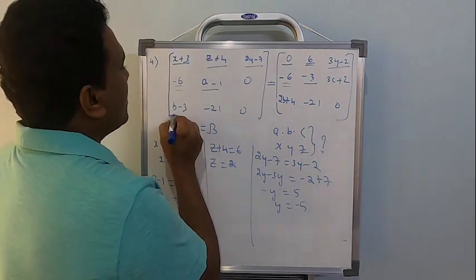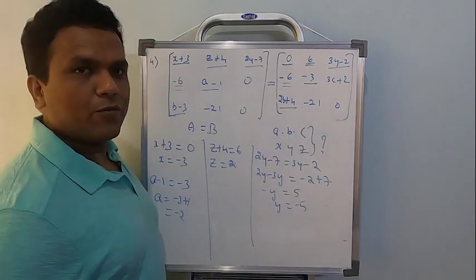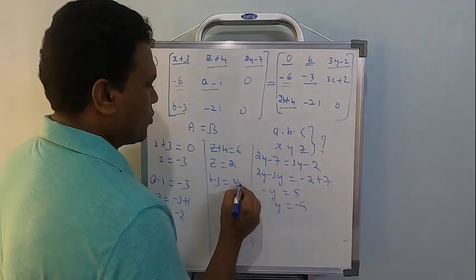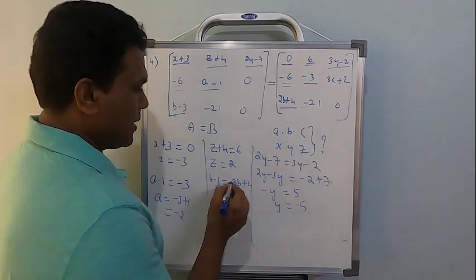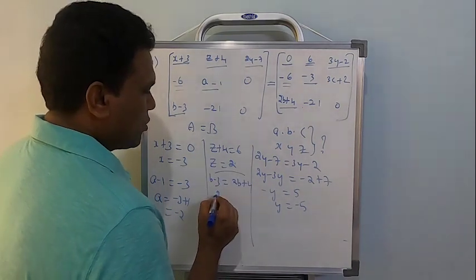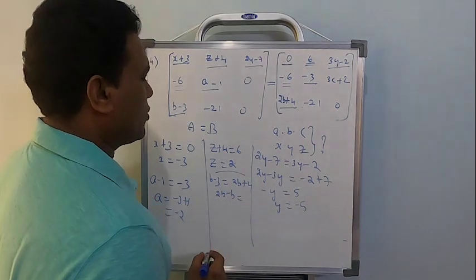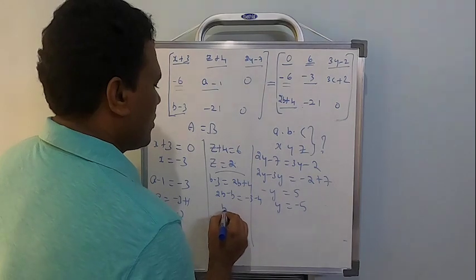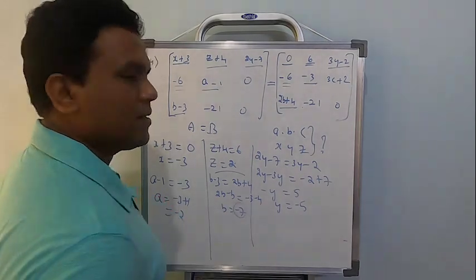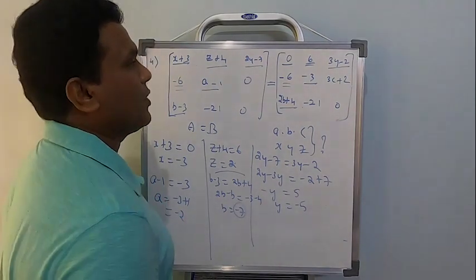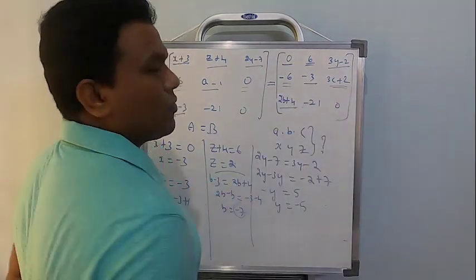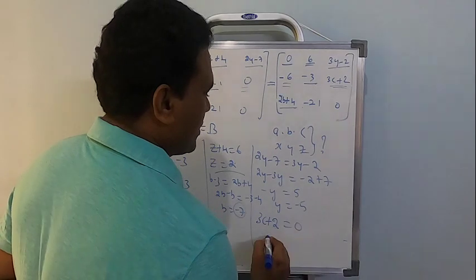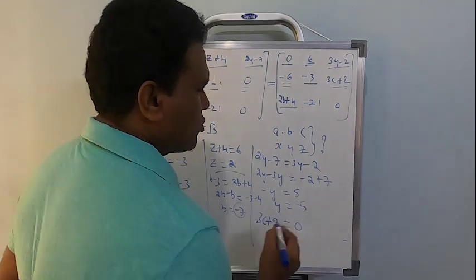Next, b. b minus 3, 2b plus 4. These two should be equal. So b minus 3 should be equal to 2b plus 4. Okay. So simplify this, or 2b minus b is equal to, right, 2b minus b equal to minus 3 minus 4, or b is equal to minus 7. The last thing is c value. Here you have to equate these two. 3c plus 2 is equal to 0, or c equal to minus 2 by 3.